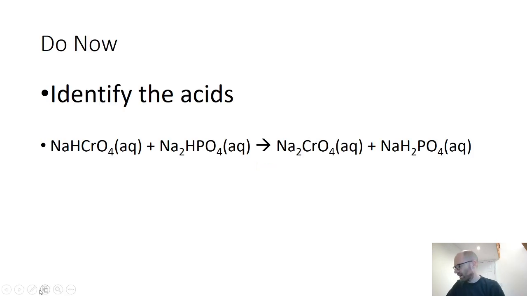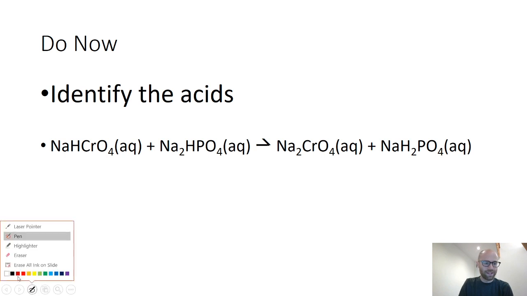So as a quick do now to get you started, just take a look at this. This should be very reminiscent of the last lesson you had. Just take a second. I added a slight tweak to it. Identify the acids, just the acids, in either side of the equation. I meant to make this an equilibrium arrow. I can make this an equilibrium arrow now. And in the time it takes me to make this an equilibrium arrow, you should be able to identify the acids.